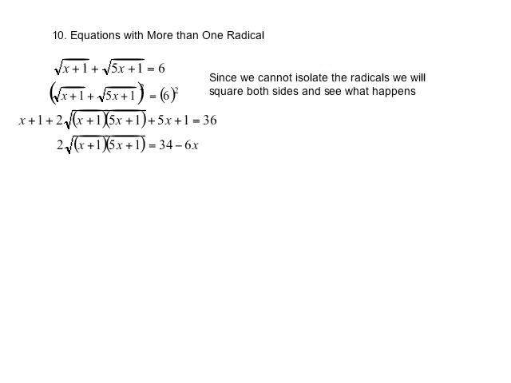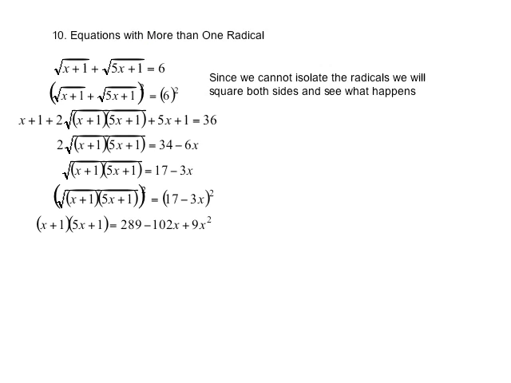Now collecting like terms and subtracting from both sides, we get 2 times the square root of the quantity x plus 1 times the quantity 5x plus 1 equals 34 minus 6x. Dividing both sides by 2, we get the square root of x plus 1 times the quantity 5x plus 1 equals 17 minus 3x. Squaring both sides again to get rid of the radical, we get the quantity x plus 1 times the quantity 5x plus 1 equals 289 minus 102x plus 9x squared.